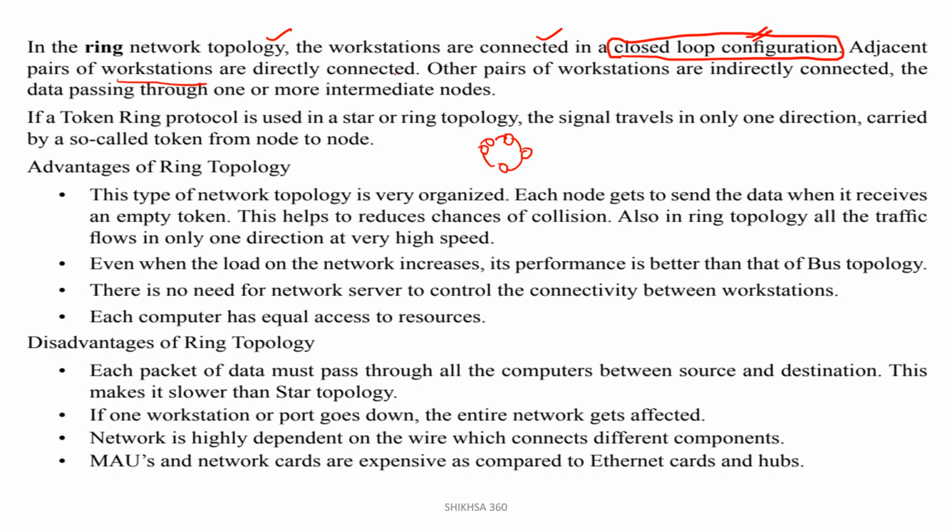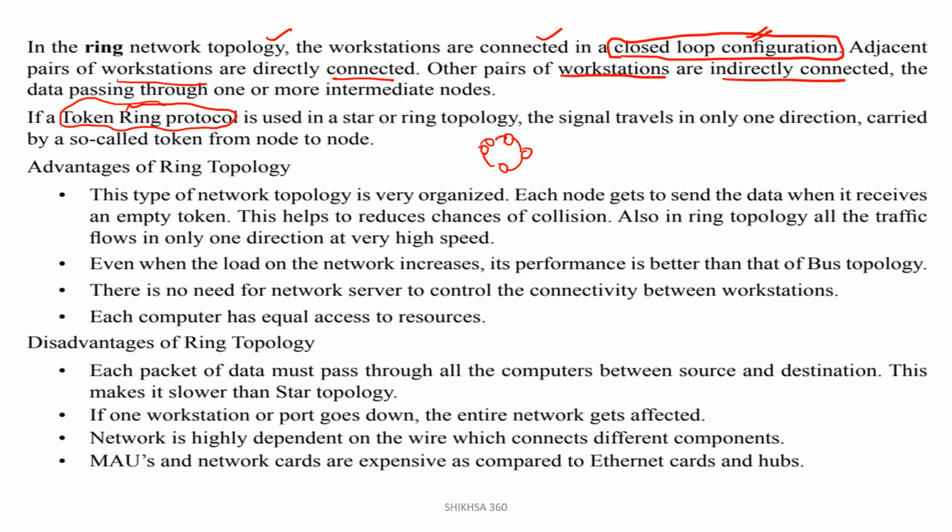Adjacent pairs of workstations are directly connected. Other pairs of workstations are indirectly connected, with the data passing through one or more intermediate nodes. If a token ring protocol is used in a star or ring topology, the signal travels only in one direction, carried by a so-called token from node to node. That is the token ring protocol. Clear?